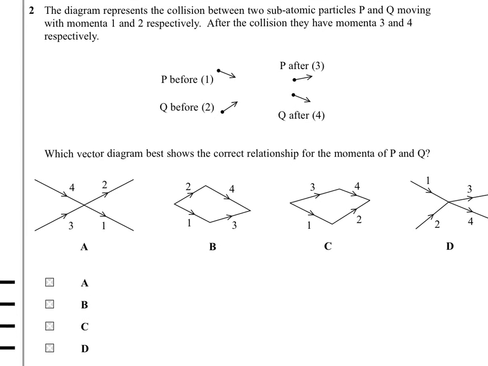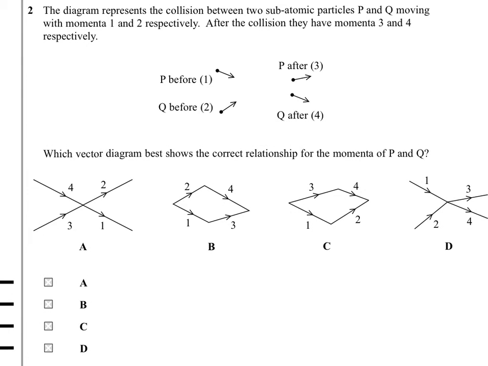Question 2. The diagram represents the collision between two subatomic particles P and Q moving with momenta 1 and 2 respectively. After the collision, they have momenta 3 and 4. So we've got on the left hand side some before momentum values, then they hit each other and come apart with these after momentum values. Which vector diagram best shows the correct relationship between the momenta of P and Q?